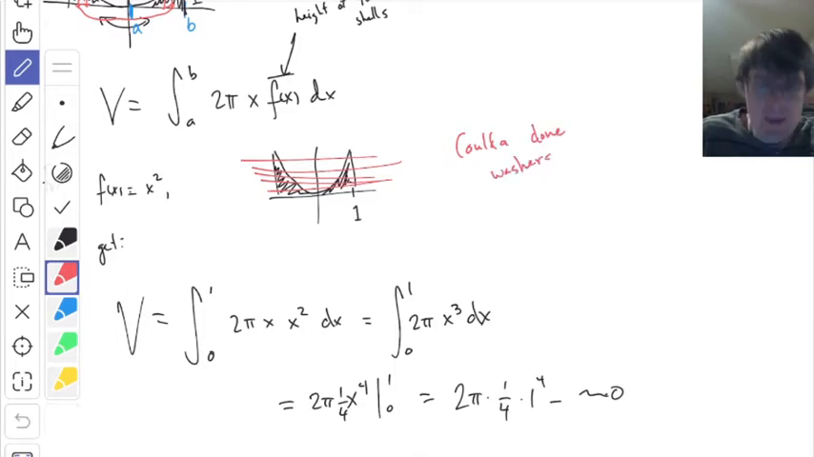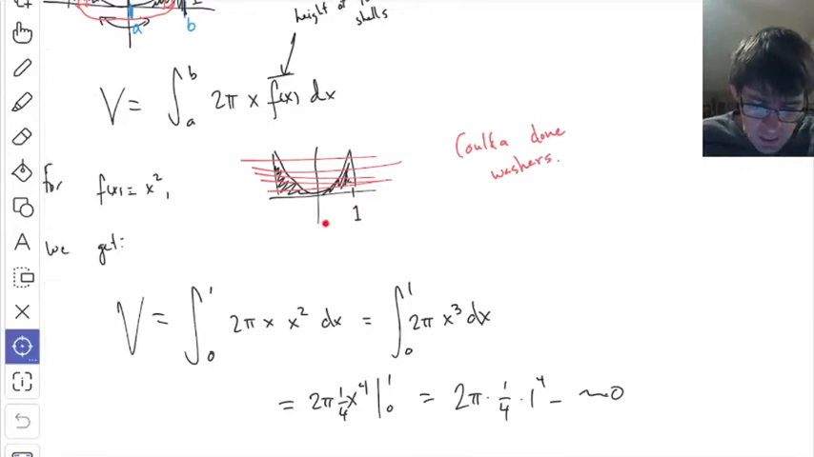Washers, all right? It's a little trickier because if you want to do the washers in this example, you have to do it in terms of the y-axis, which means you have to rearrange your function as a function of y instead of x, which is not a big deal. Instead of y equals x squared, you'd use x equals square root of y, but it would still work.